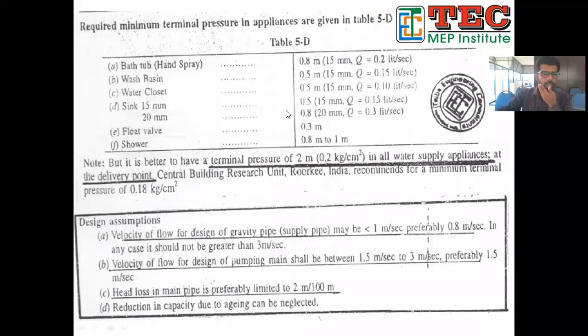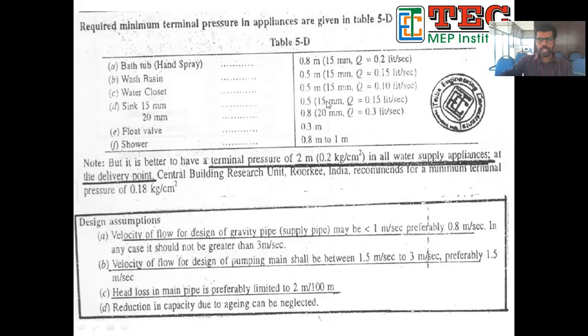Just leave this one, and if you want to note it down, you can note it down. These are the different minimum terminal pressures that we need in appliances, for different fixtures. These are the different pressures that you need.